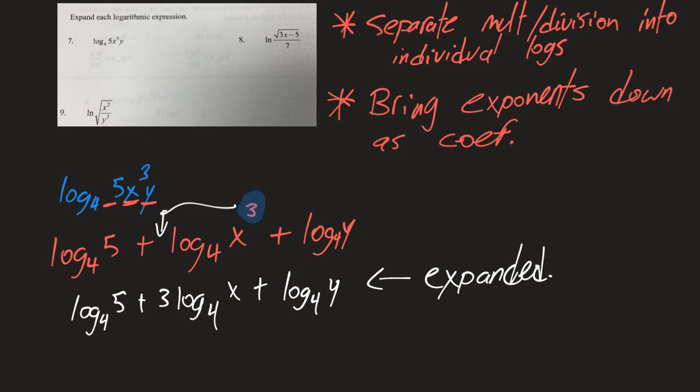Okay, so again, when we expand, you want to separate all your pieces into separate logs, right? So all the multiplied pieces and all the divided pieces should become their own logs. And you want to bring all your exponents down out in front as coefficients.